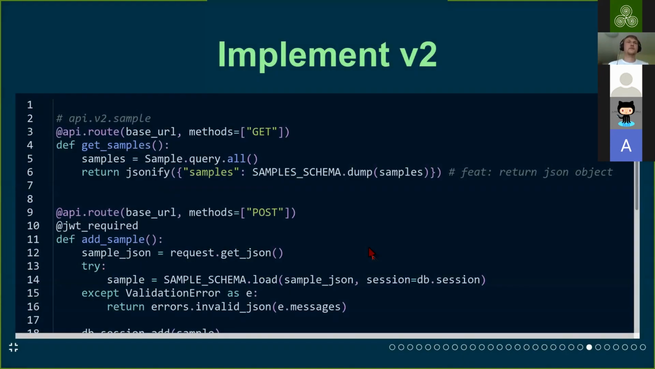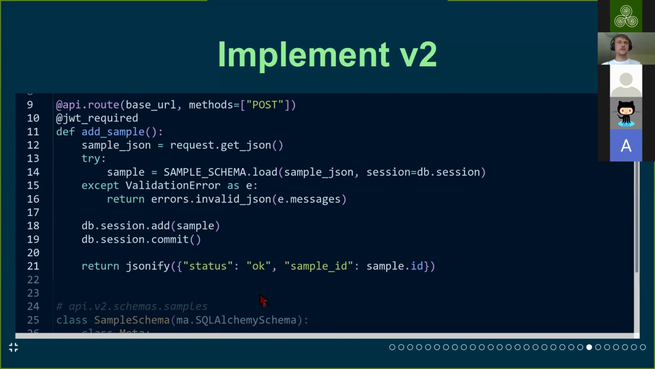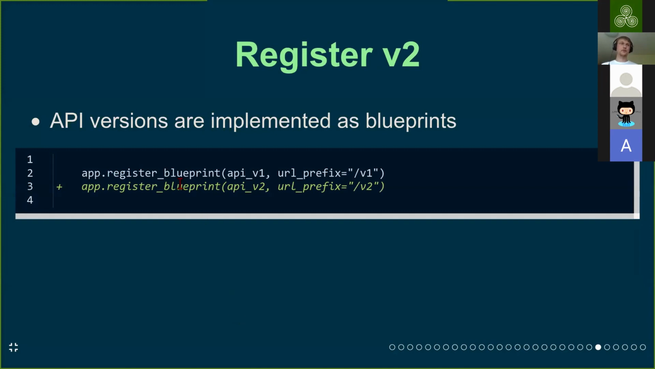So let's implement version 2. At first we return an object instead of an array. This route does not change because we will modify the marshmallow schema. And the marshmallow schema for version 2 will look like this. Like version 1 before we introduced the change, it will just mirror the model at the moment. So no validation or whatever. The last thing we have to do is to register. I'm using blueprints for that. So we are registering this v2 module at the prefix v2.